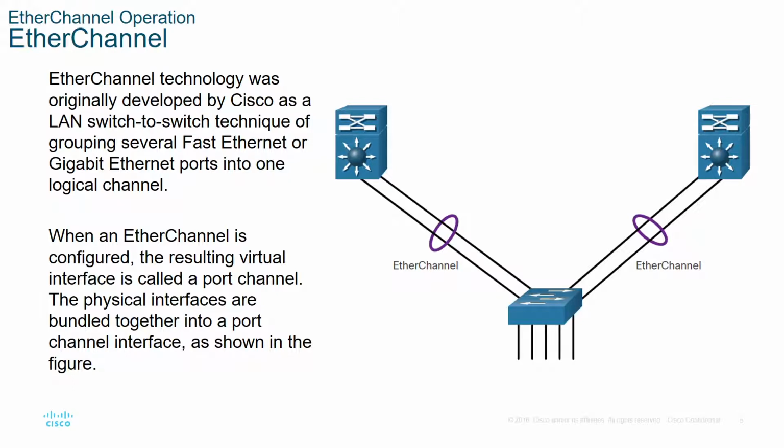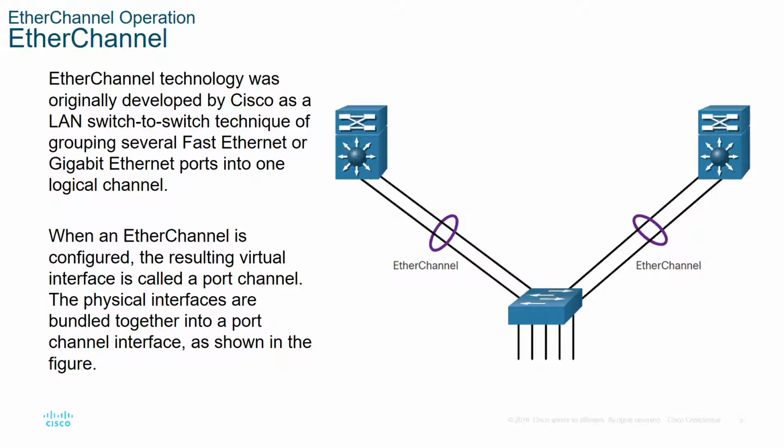EtherChannel technology was originally developed by Cisco as a LAN switch-to-switch technique of grouping several Fast Ethernet or Gigabit Ethernet ports into one logical channel. When an EtherChannel is configured, the resulting virtual interface is called a port channel. The physical interfaces are bundled together into a port channel interface, as shown in this figure.